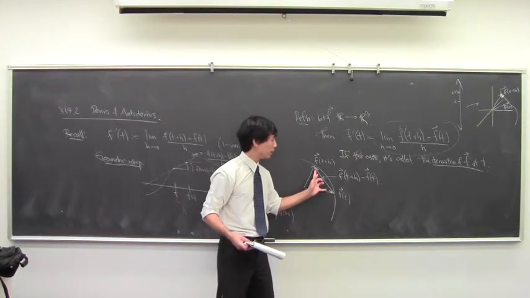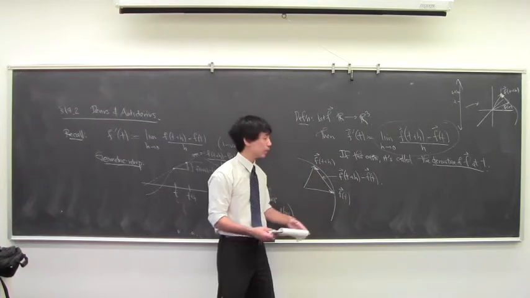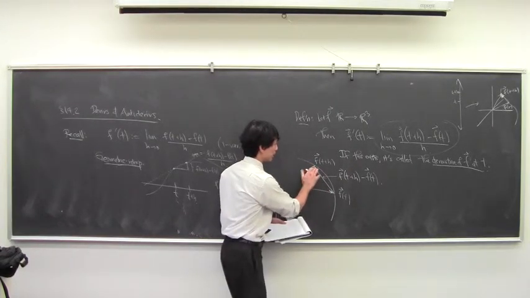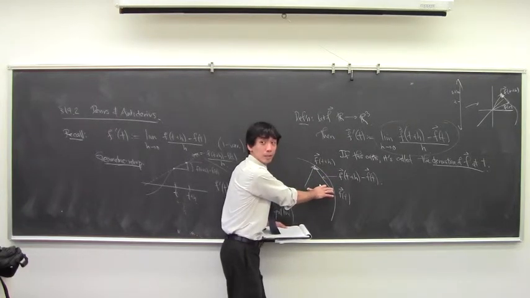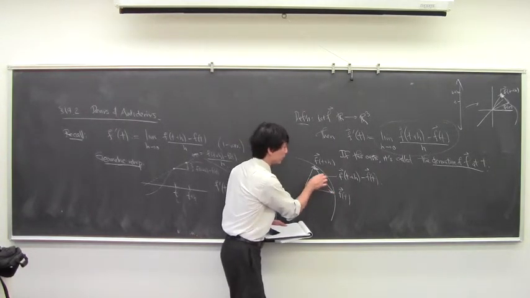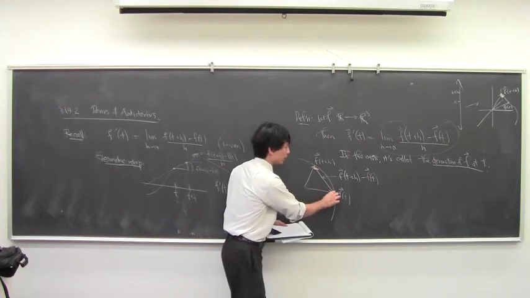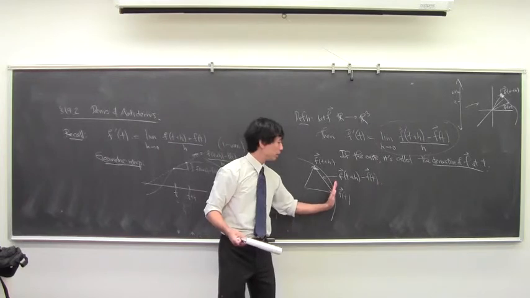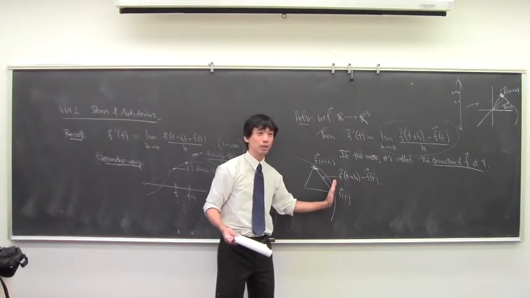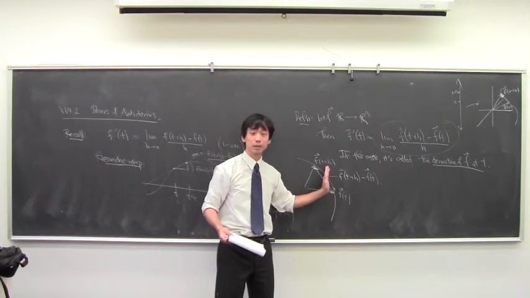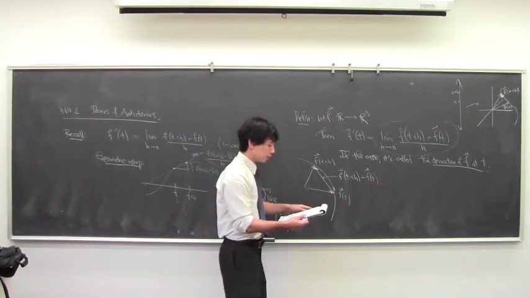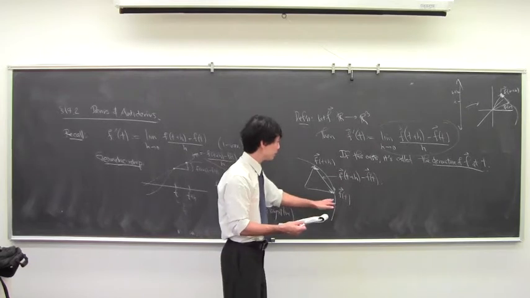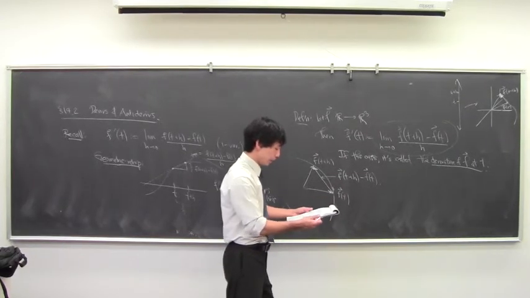Okay, and then you take the limit as h goes to 0. As h goes to 0, this thing is going to head backwards towards f of t, and you see what you get. You get this vector that's going to be pointing tangent to the curve that f was walking. Do you all see that?